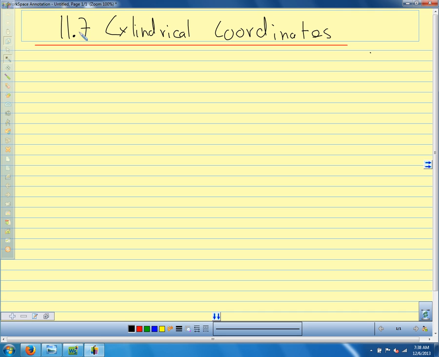Cylindrical coordinates really are the extension of polar coordinates into three dimensions. A lot of people describe them as polar coordinates with a z component. What we're doing for cylindrical coordinates, yeah, that makes it sound great, doesn't it?